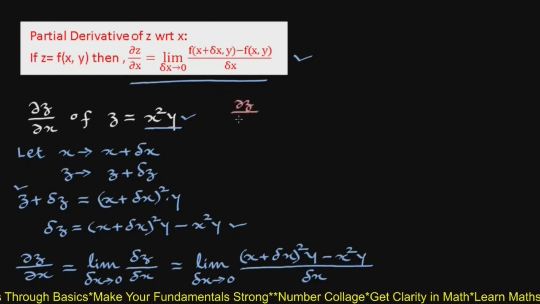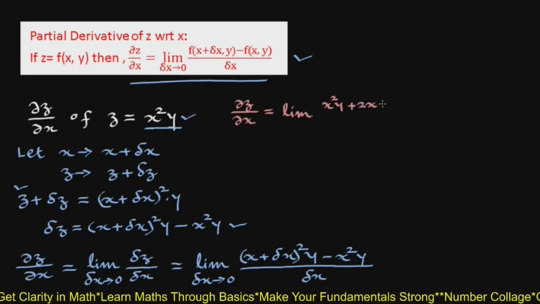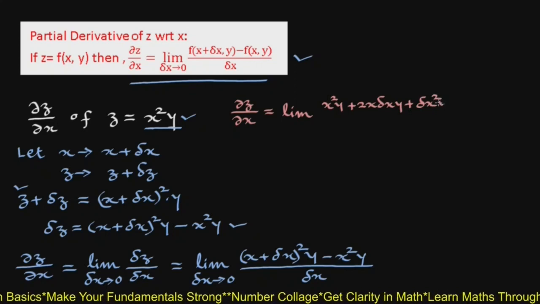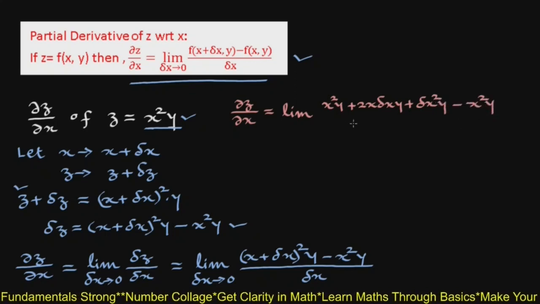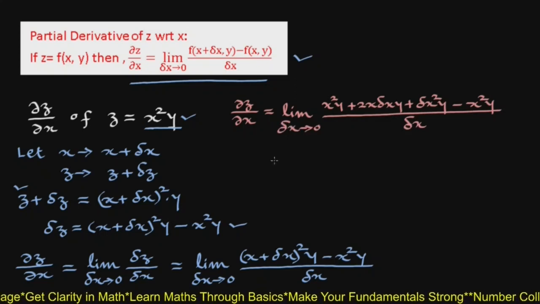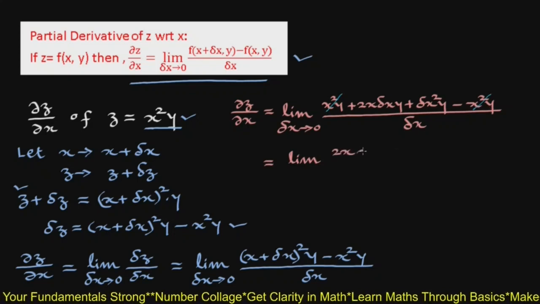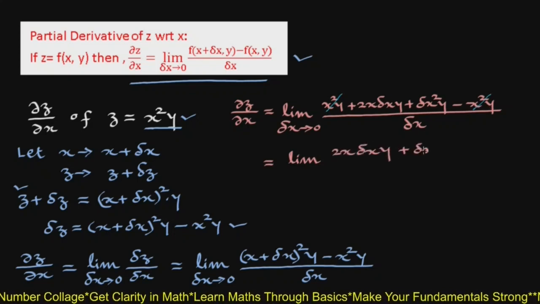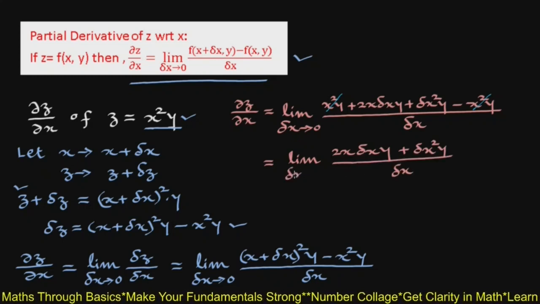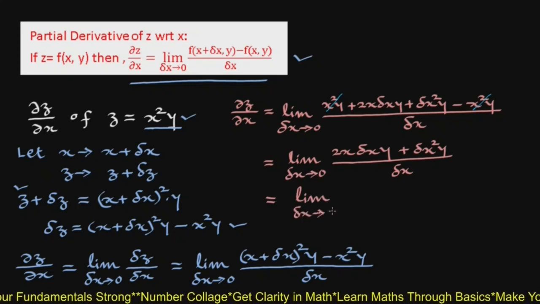So ∂z/∂x will be the limit of (x² y + 2x Δx y + Δx² y − x² y) upon Δx as Δx tends to 0. This will be the limit of (x² y − x² y + 2x Δx y + Δx² y) upon Δx as Δx tends to 0.